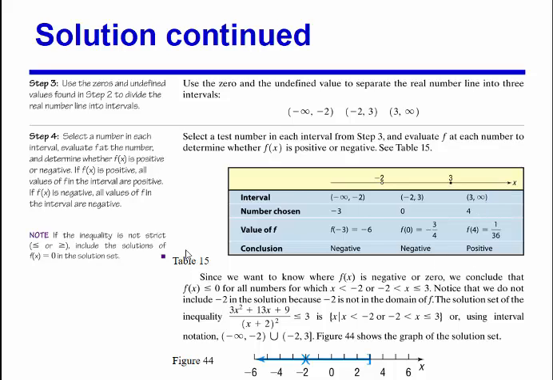Since we want to know where the function is negative or 0, we conclude that f of x is less than or equal to 0 for all numbers for which x is less than -2, or -2 is less than x less than or equal to 3. So notice that we do not include -2 in the solution because -2 is not in the domain of the function. So the solution set for the original inequality, using interval notation, is -∞ to -2, union the half open interval -2 to 3.